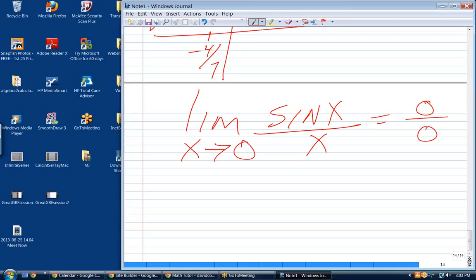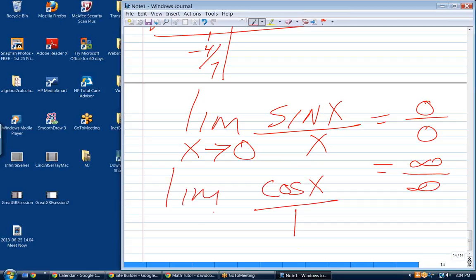If direct substitution produces 0 over 0 or infinity over infinity, then you can apply L'Hopital's rule. L'Hopital's rule says take the derivative of the numerator and take the derivative separately of the denominator and then reevaluate it. If I take the derivative of sine x, I get cosine x. And if I take the derivative of x, I get 1. Now if I evaluate this as x goes to 0, I get 1. I don't get the indeterminate form anymore.